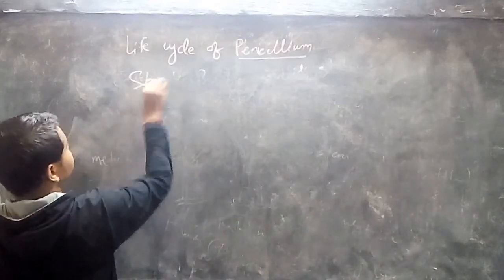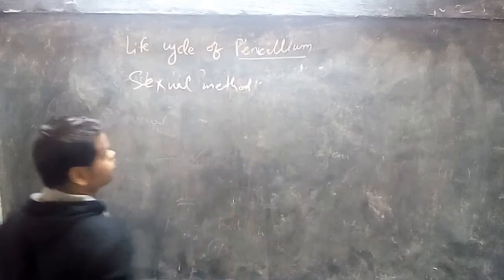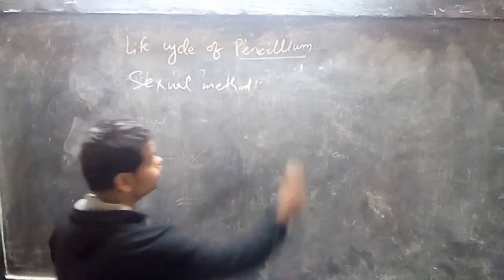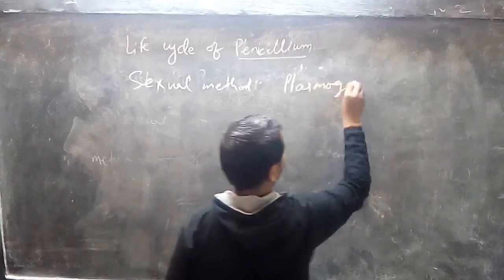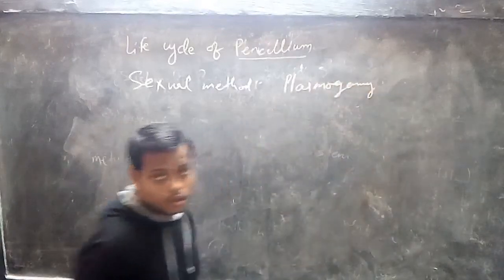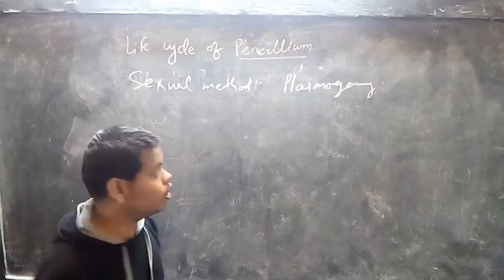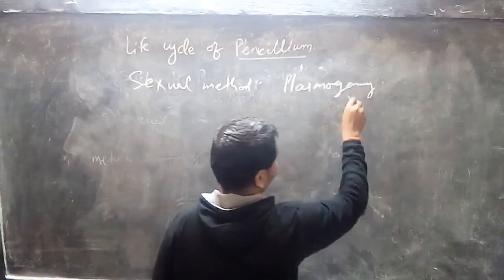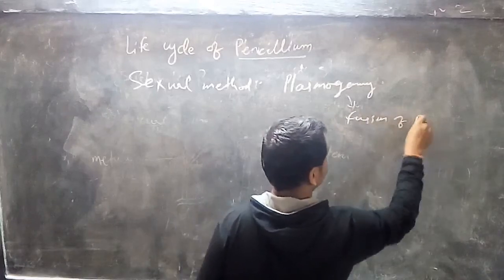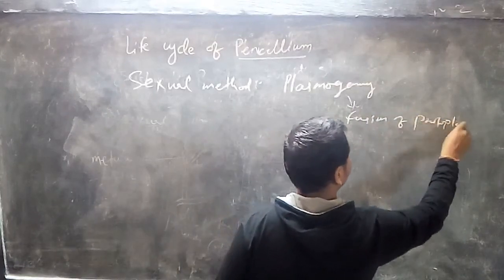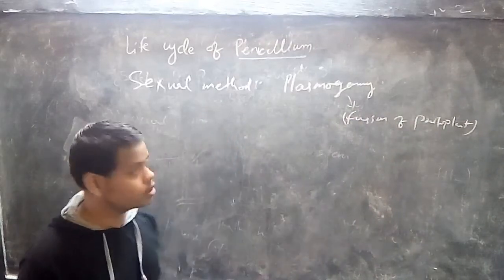Sexual method of reproduction. Sexual reproduction occurs by a process called plasmogamy. Plasmogamy. Now, the literal meaning of plasmogamy is fusion of protoplast. Okay, literal meaning of plasmogamy is fusion of protoplast. How this fusion of protoplast helps the sexual method, we are going to discuss.